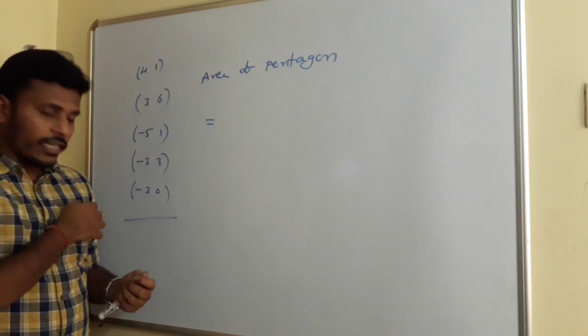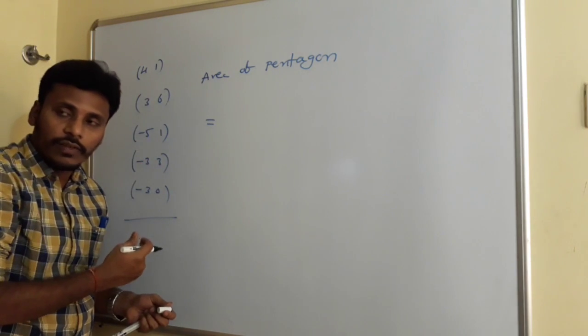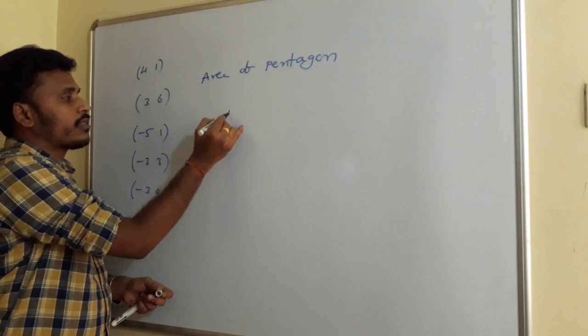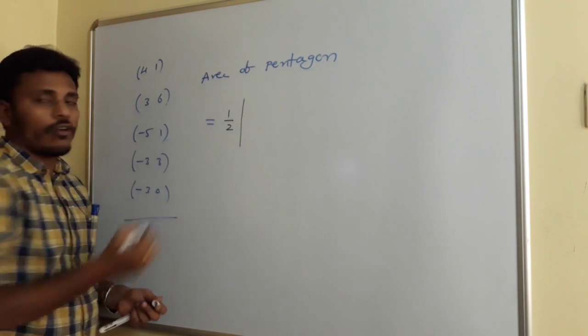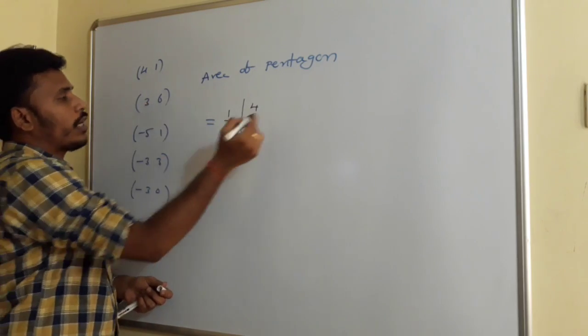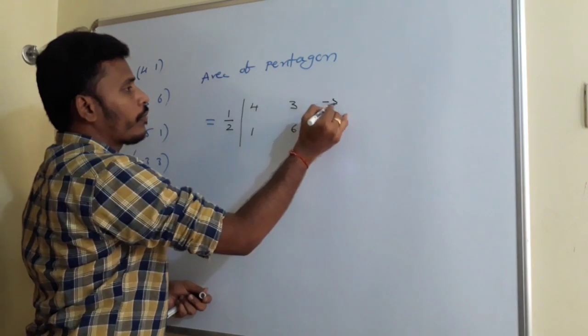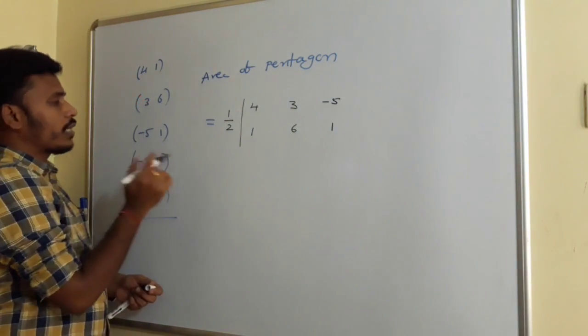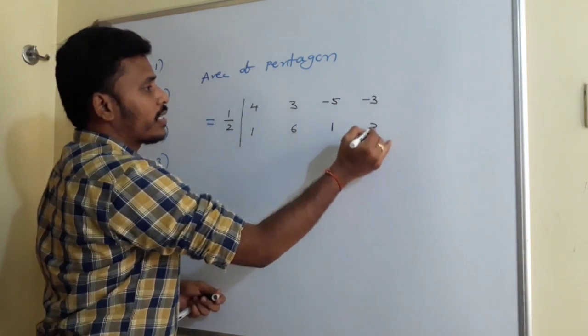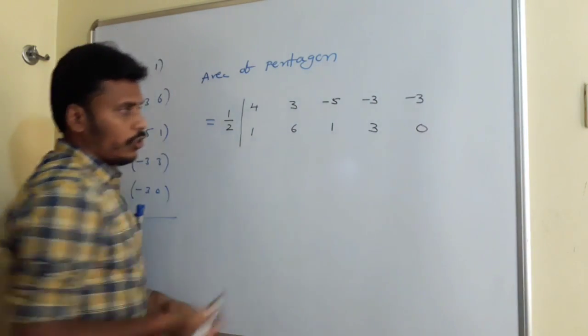See, to find that area, what you need to do? You need to write the coordinates of all these 5 vertices column wise, in the sense half modulus of the coordinates of the first point 4, 1, the coordinates of the second point, 3, 6, coordinates of the third point, minus 5, 1, coordinates of the fourth point, minus 3, 3, and the coordinates of the fifth point, minus 3, 0.